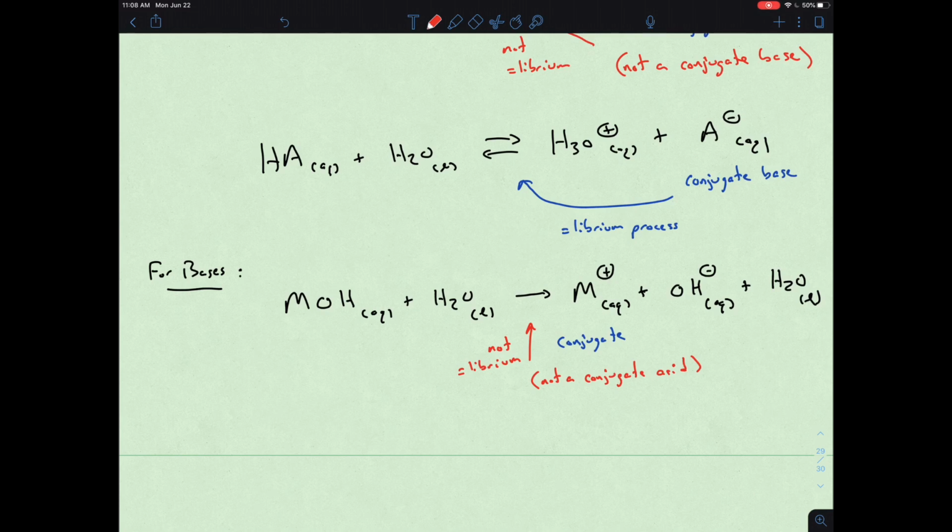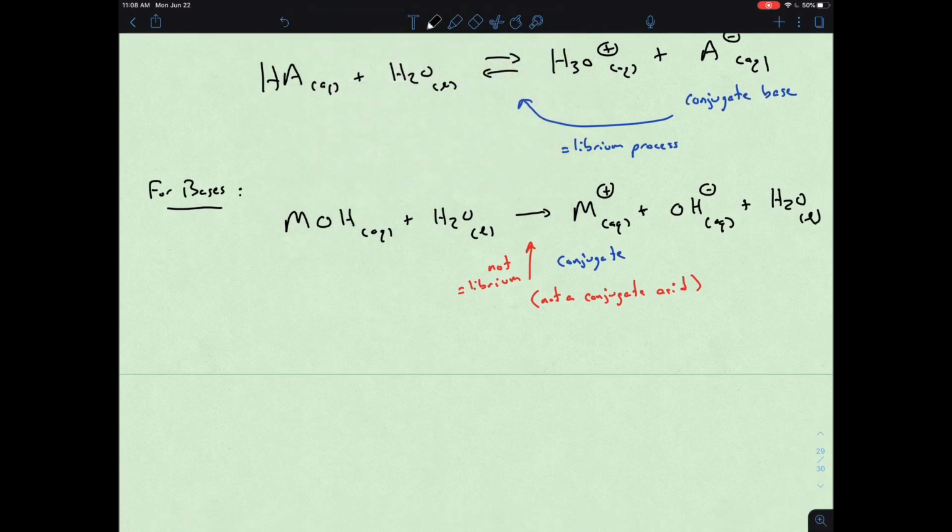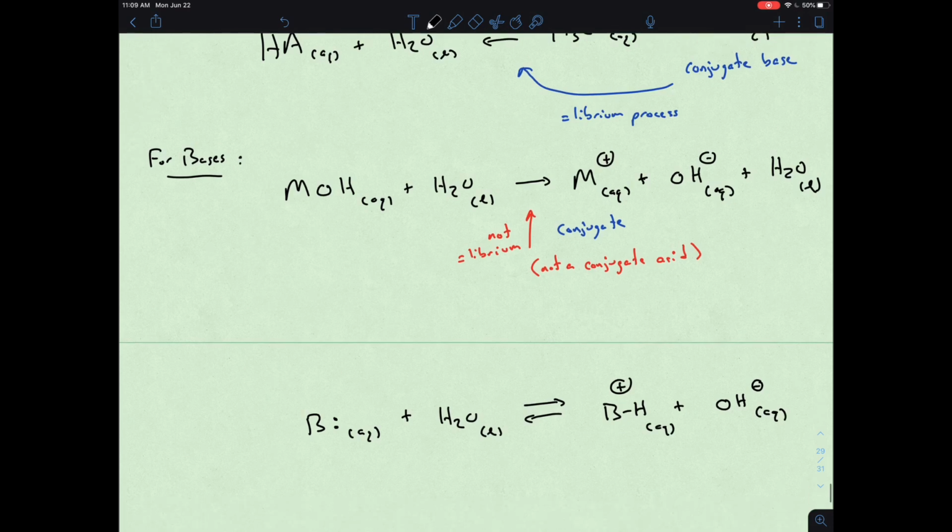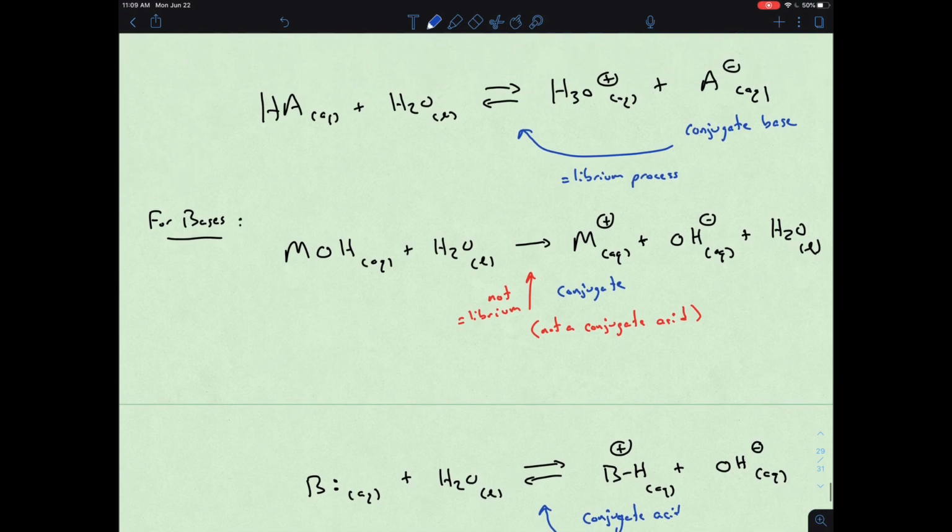But then if we go to the weaker side of the picture, we can show our base with the lone pair, often the nitrogen atom, producing again a cation, just like we see with the metal cation above, as well as hydroxide. But this is now a conjugate acid, and that's because of our equilibrium process. If we scroll back just a little bit, we can see the difference here.